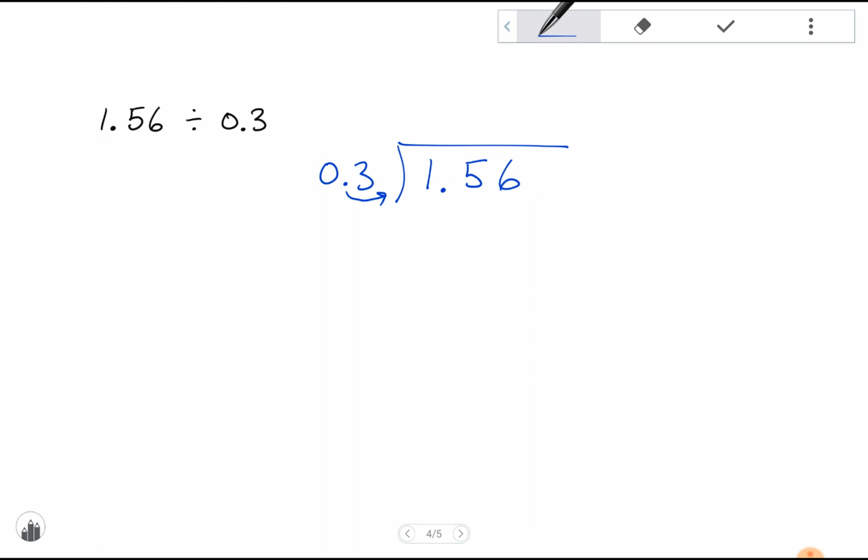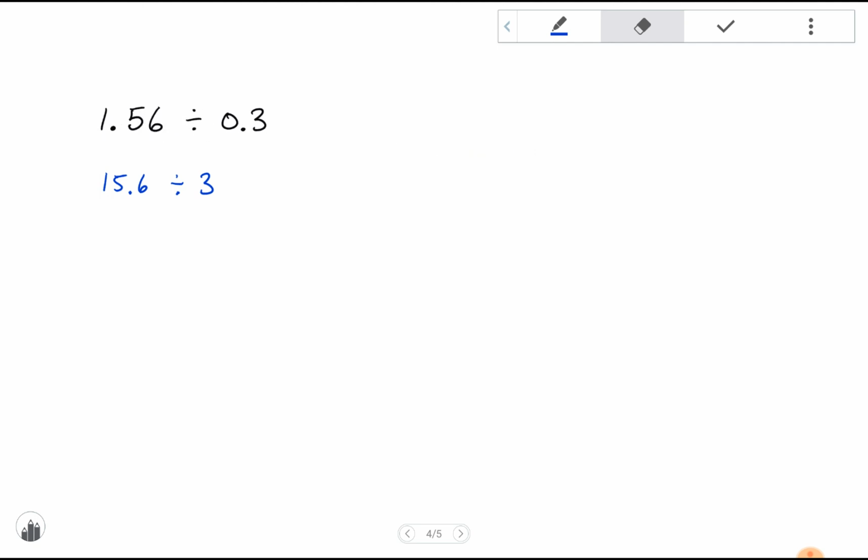And then to keep this equation the same, which will give us the correct result, I'll need to also multiply this by 10. Okay, so what that means is 15.6 divided by 3 will give the same answer as 1.56 divided by 0.3, right? So both of these values have been multiplied by 10. So now we can rewrite our division as this, which will make it a lot easier.